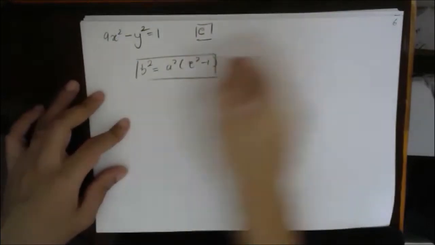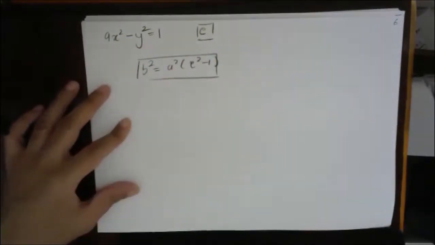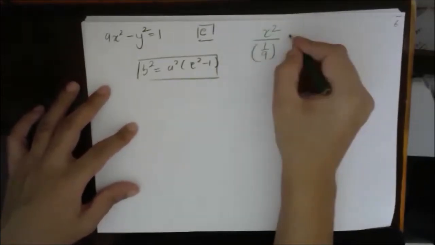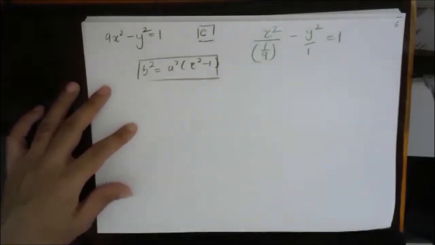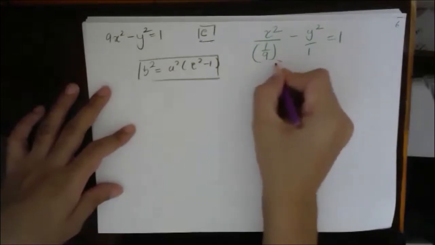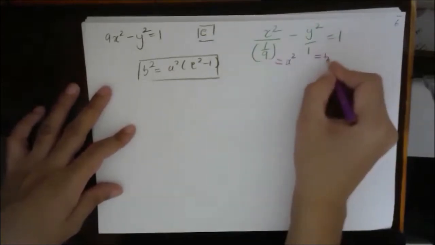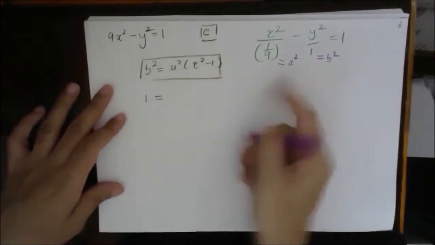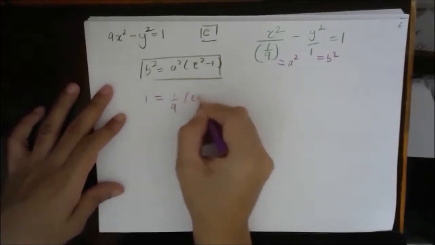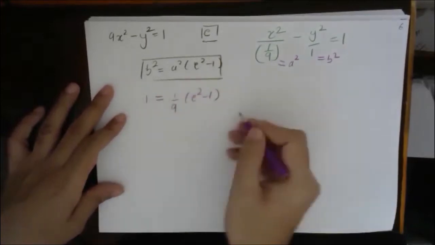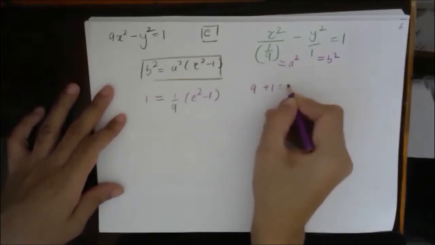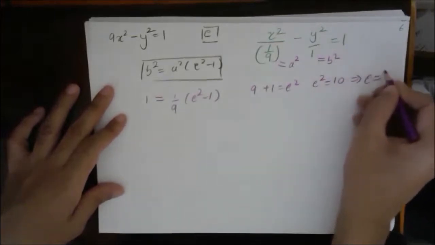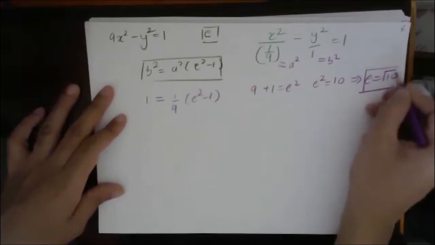So this hyperbola I can also write as x square by 1 by 9 minus y square by 1 equals to 1. So in this case, this becomes your A square and this becomes your B square. So I'll simply substitute the value. So 1 is equal to 1 by 9 into E square minus 1. If I cross multiply, this will become 9 plus 1 is equal to E square. So E square is equal to 10. So this gives you E is equal to root 10. Okay. So E value you got as root 10.